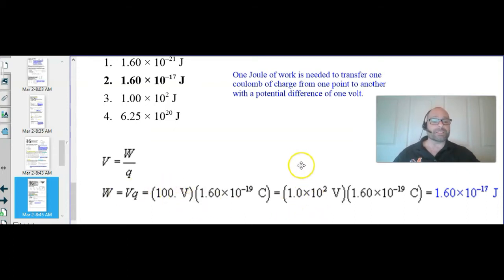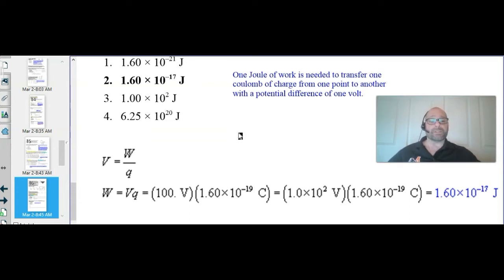Joules is the unit that we use as a standard unit of work and energy. A volt coulomb is like the Newton meter in that it is replaced by the symbol for joules. 1 joule is needed to transfer 1 coulomb of charge from one point to another with a potential difference of 1 volt. So that's the definition of 1 joule of work and 1 joule of electrical work.